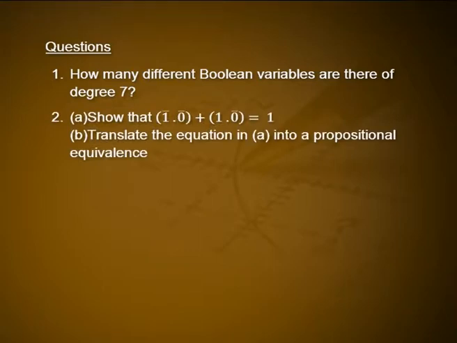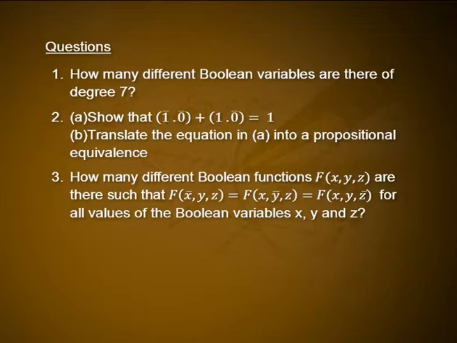Here are some questions based on the topics which we have discussed. First one, how many different Boolean variables are there of degree 7? Second one, show that 1 bar · 0 bar + 1 · 0 bar is equal to 1. Translate the equation in A into a propositional equivalence. Third one, how many different Boolean functions f(x,y,z) are there such that f(x bar, y, z) = f(x, y bar, z) = f(x, y, z bar) for all values of the Boolean variables x, y and z.